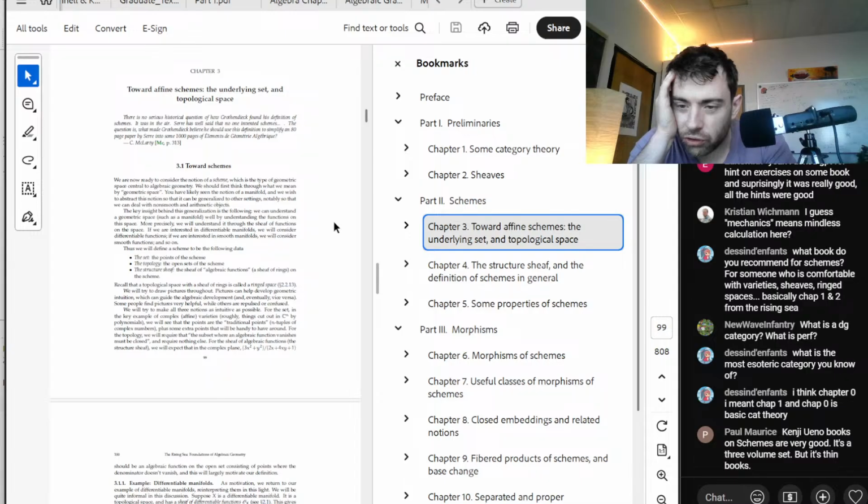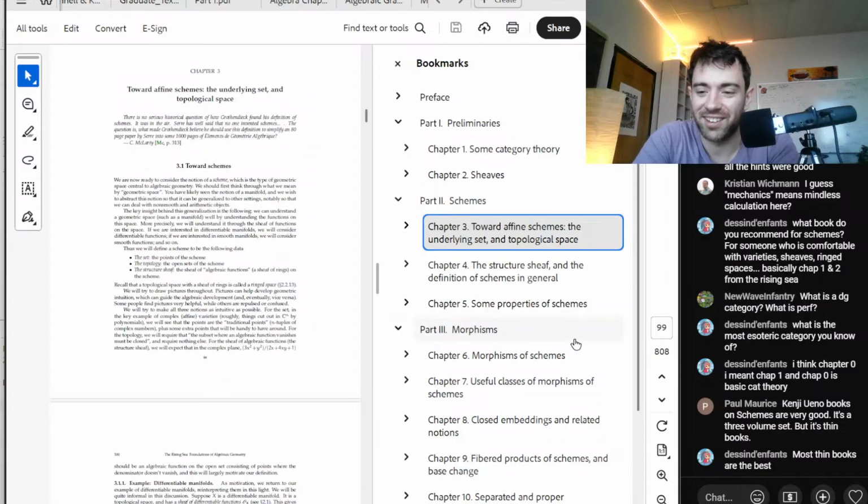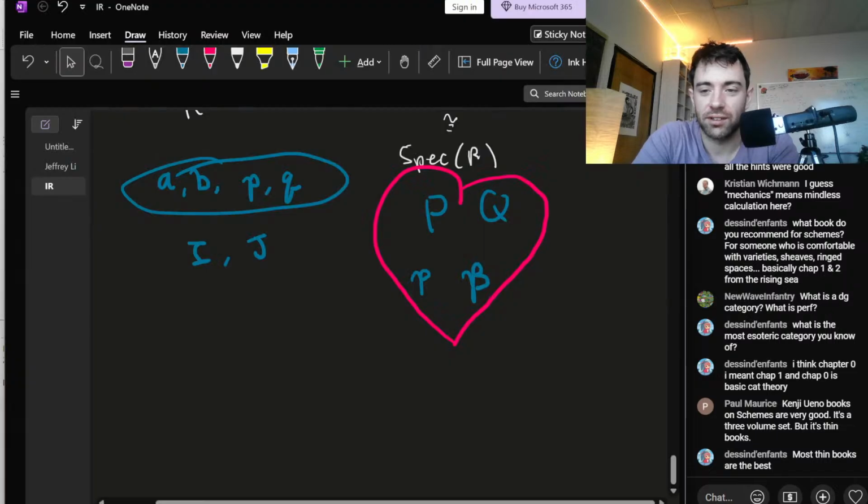Kenji Ueno's books on schemes are very good, but it's a 3-volume set, though thin books. Thin books are nice. We like our thin books, so we can read them on the go. Got to keep things concise instead of yapping endlessly like me, you know? Say it in a couple words.